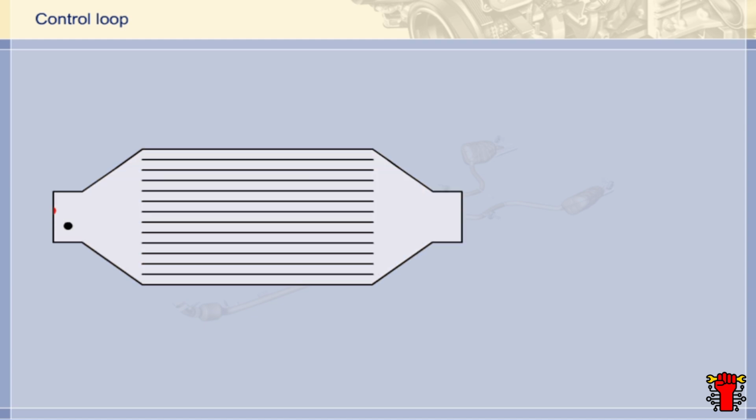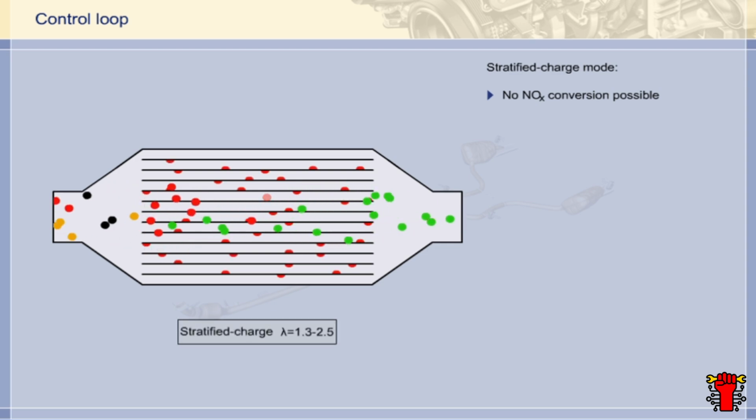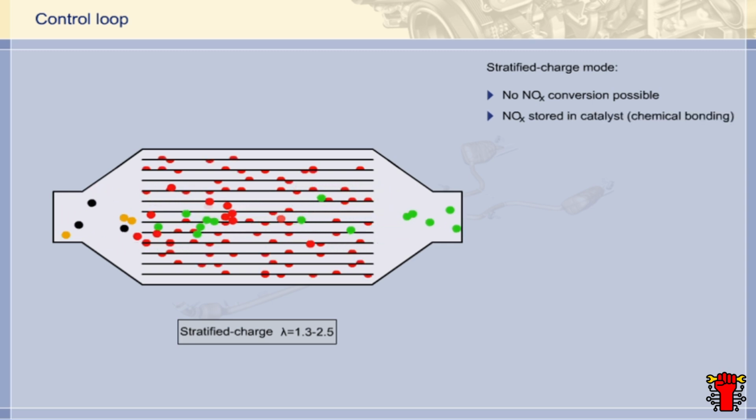Let's have a look at how the NOx conversion control loop on the storage catalyst works. In stratified charge mode, in other words, when the mixture is lean with a lambda value considerably higher than 1, oxides of nitrogen cannot be converted. But of course, they can't simply be released into the environment. Thanks to a special coating, the storage catalyst is able to chemically bind the unconverted oxides of nitrogen.